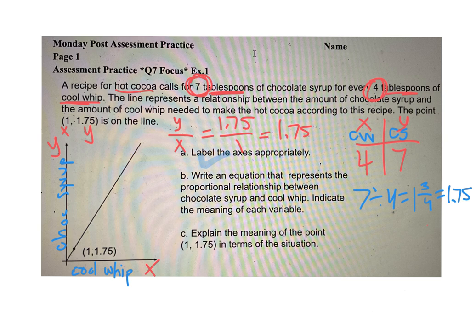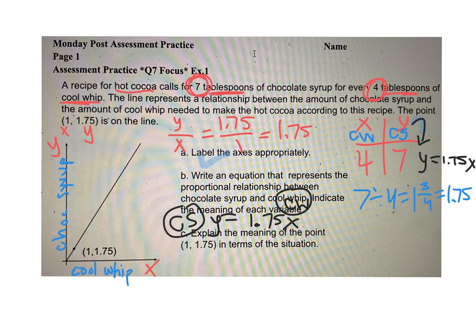All right, now for part B, it says write an equation that represents a proportional relationship between chocolate syrup and Cool Whip. So in this case, we're going to say, y equals 1.75 times x. So that's my equation. Y is equal to 1.75x. They didn't tell us what letters to use for chocolate syrup or Cool Whip. So we just know that Y stands for the chocolate syrup, and we know that X stands for the Cool Whip.